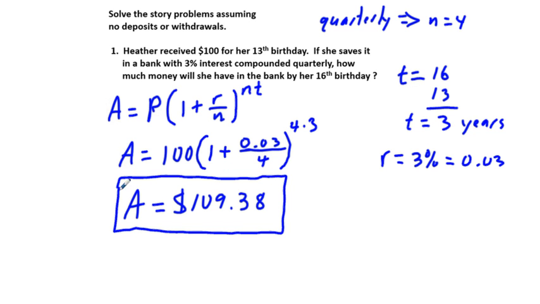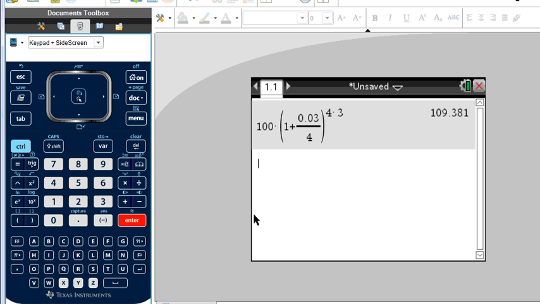Now we're going to look at compounding continually, which is A is equal to P e to the RT. Coming back to our calculator, we have 100 times e to the power of rate, which is 0.03, times T, which is 3 years. And we press enter, and in this case we get $109.42.